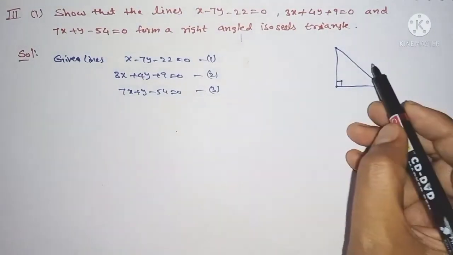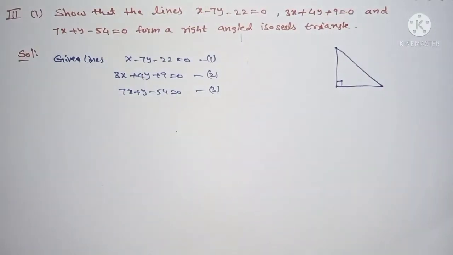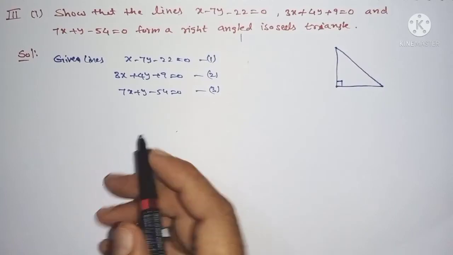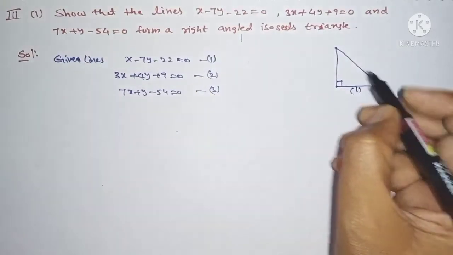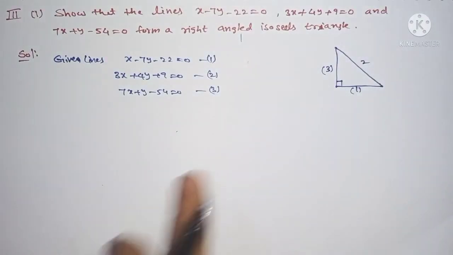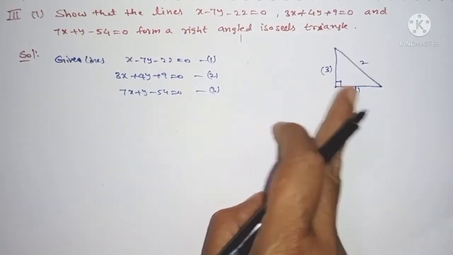But three lines' equations are given, forming a triangle. Therefore, which one can you take here? I am taking this one as 1, this is 3, this is 2. Between 1 and 3 you have the 90 degrees.